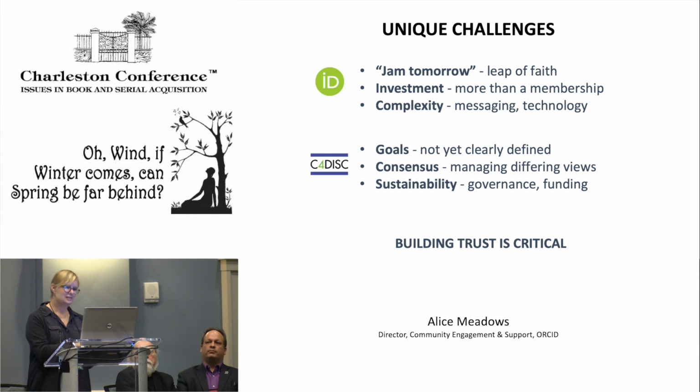For C4DISC, the challenges are much more around the fact that it's new. So we haven't quite defined our goals yet. We have an overall goal, which is, we want scholarly communications to be more diverse and inclusive. Well, who wouldn't want that? That's a great goal, but we don't really know what that's going to look like. So we know we want to do some work around establishing some baselines. We know we want people to sign up to our joint statement of principles, but there's a lot more that we need to figure out. And we need to reach consensus, and that's difficult as well.